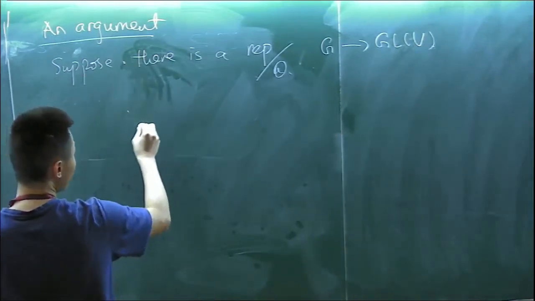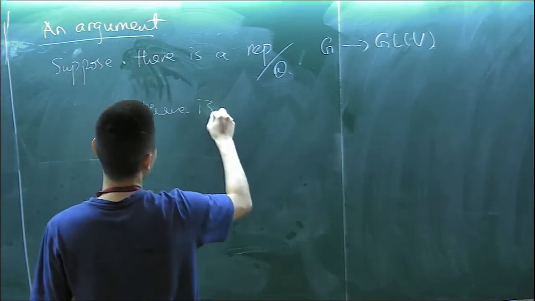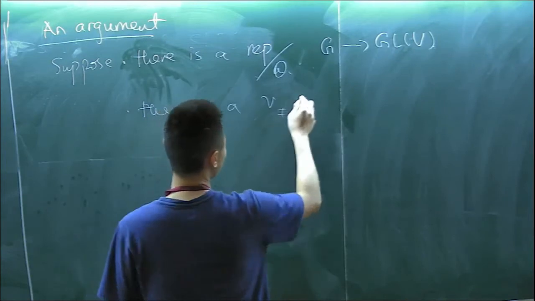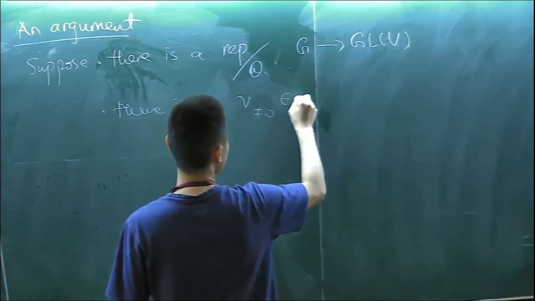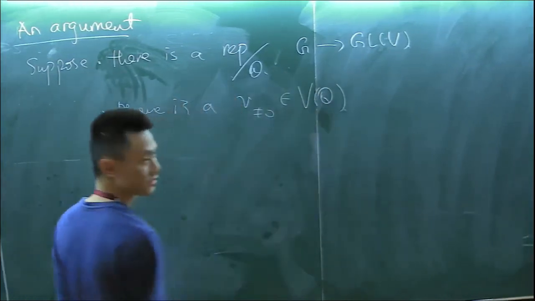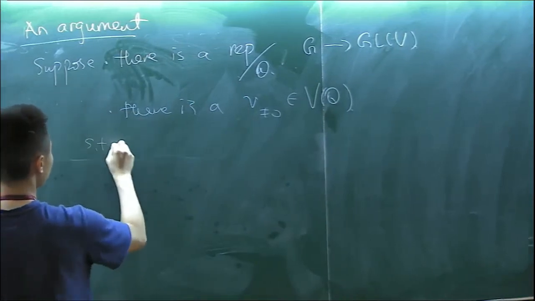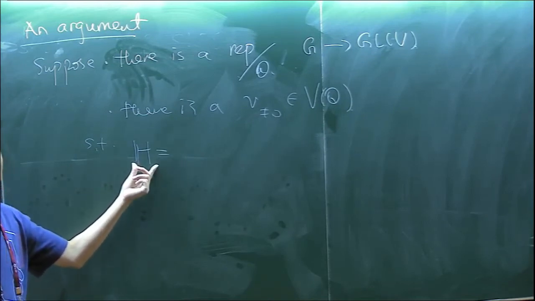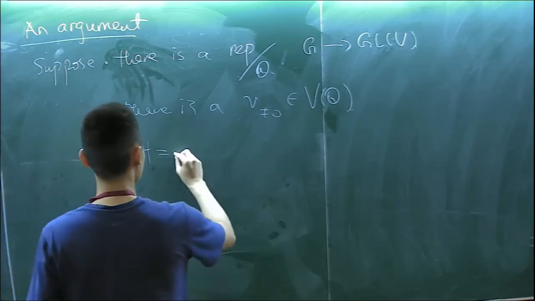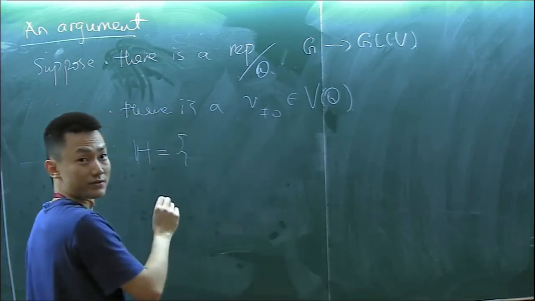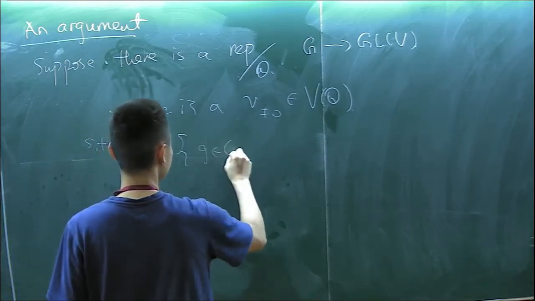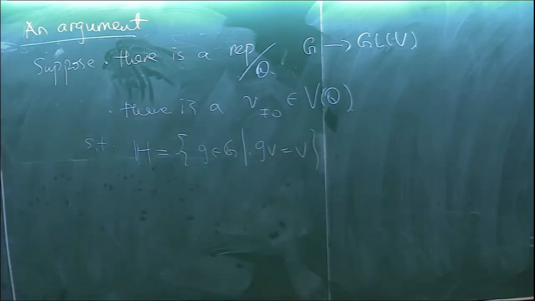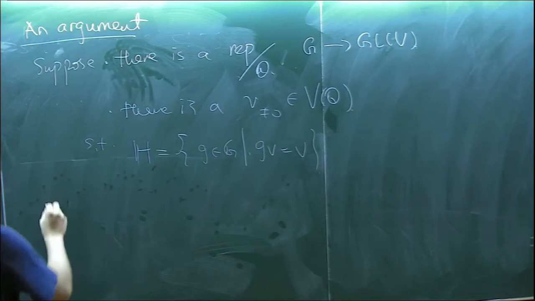And there is a vector v, which is non-zero, inside the Q point of this vector space, such that this script H, you might want to think of this script H as the C point of H, if you like, is equal to the stabilizer of this vector in G. Suppose you have such a situation.